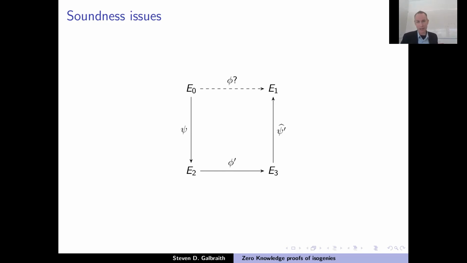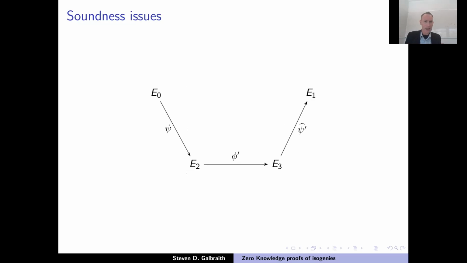And so Giardefeo and Plout essentially claimed that this was sound, that if the witness had degree n, then this proves the existence of an isogeny of degree 2 to the n from E0 to E1. And unfortunately, this is just simply not true. So suppose I'm a malicious prover.